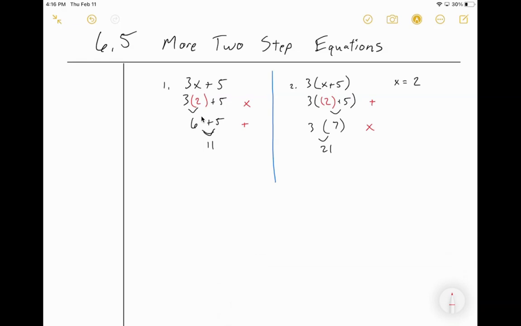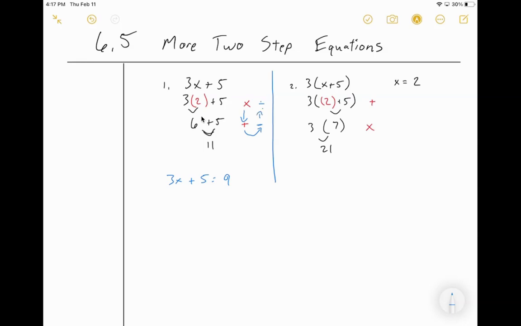Okay, so why am I showing you this? Why is this important? Well, in lesson 6.4 we did problems like number 1, where I might say, for example, I'll make up another example, 3x plus 5 is equal to, let's say, 9. Remember, we have to go in reverse order. We would subtract and then divide in order to undo it. It goes in this order, here to here, here to here, to undo it.